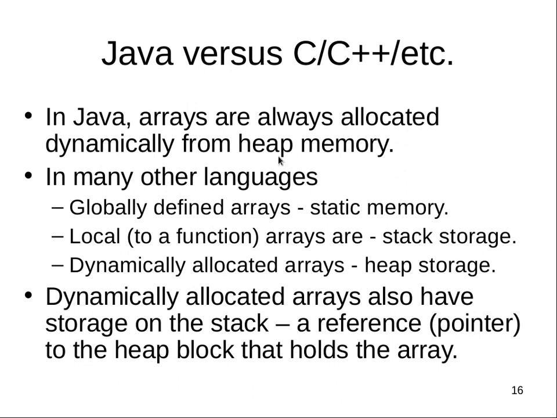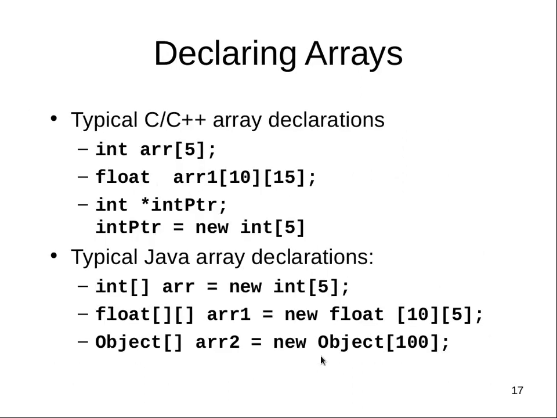Java arrays are always allocated dynamically from the heap. In many other languages, globally defined arrays are static, local are on the stack, and dynamic is on the heap. All right. I think we talked about this a little. Java or C++ allows you to do it either way. But what's the difference here? What's the difference between the first two and the third, aka this guy and this guy versus the one down here?